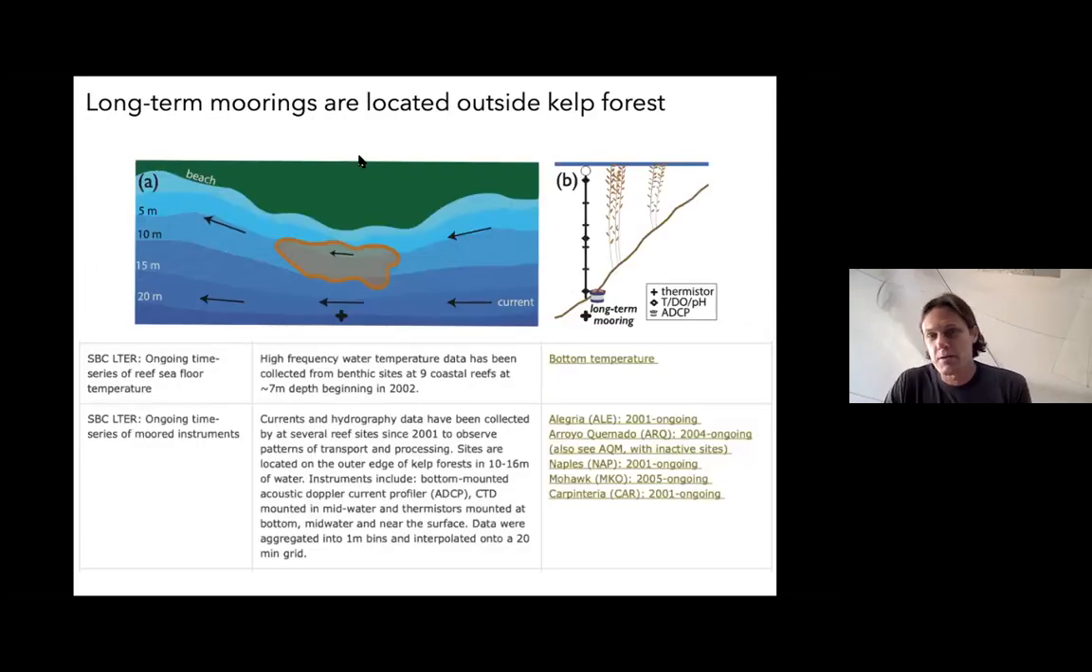Perfect. Okay, so the long-term moorings that we have are located outside the kelp forest, and these moorings represent current profilers, ADCPs, acoustic Doppler current profilers, and an associated temperature string that has at a few points dissolved oxygen, conductivity, pH, a few other sensors. These ongoing long-term observations at the decadal scale are all located just offshore of the kelp forest, as shown here in my little schematic.